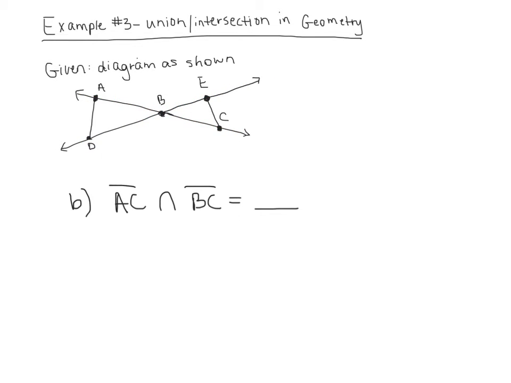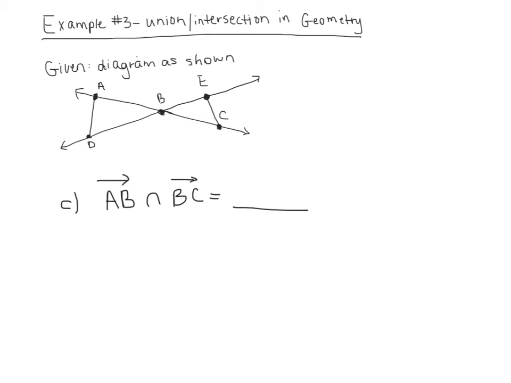This time, let's see where segment AC, which is that, intersects with segment BC, which is that. So again, it is an intersection. Intersection says where do they overlap? They overlap right here. That's where the blue and the red overlap, and it has a starting point and an ending point. Therefore, it is segment BC.